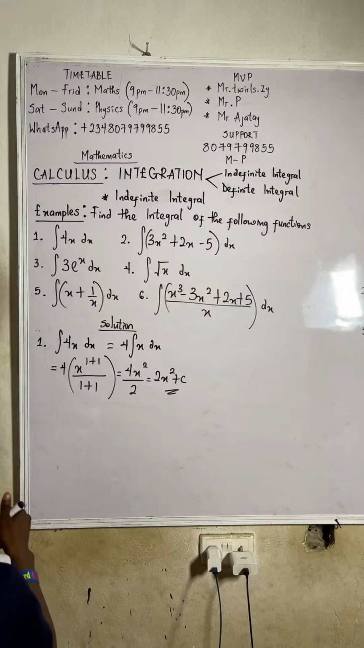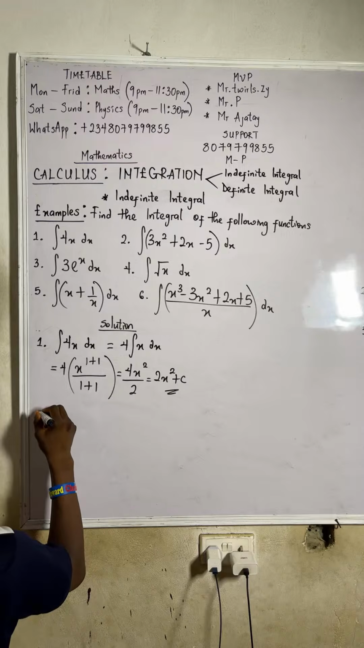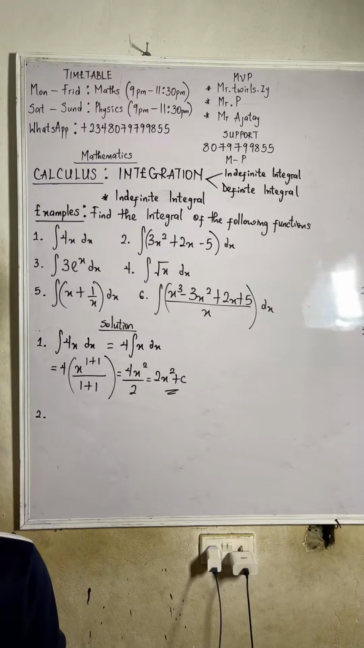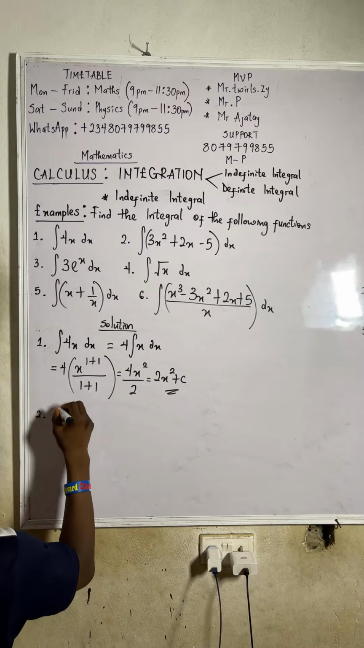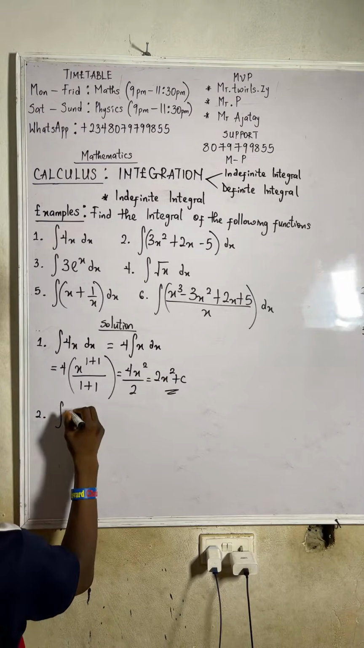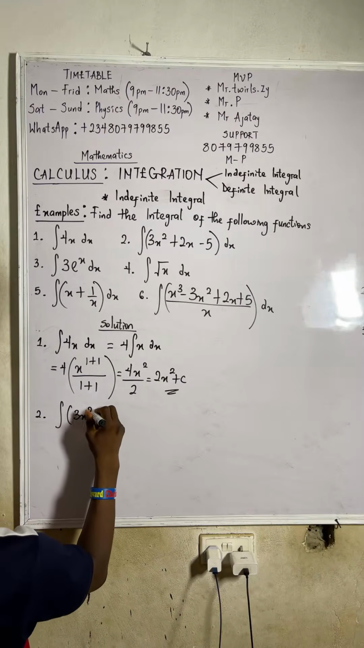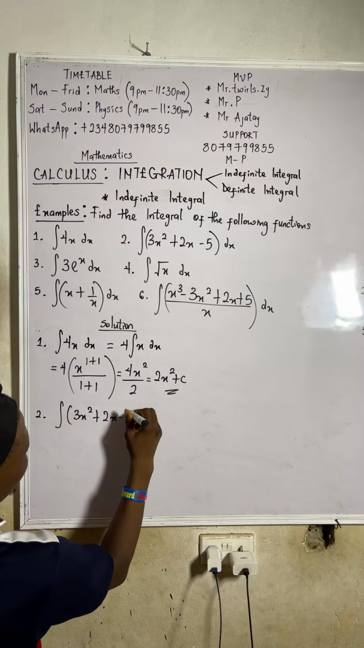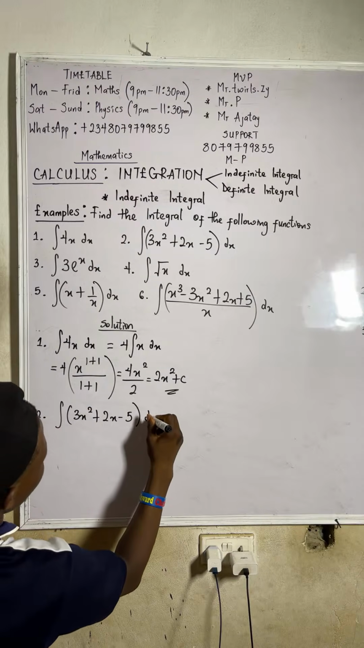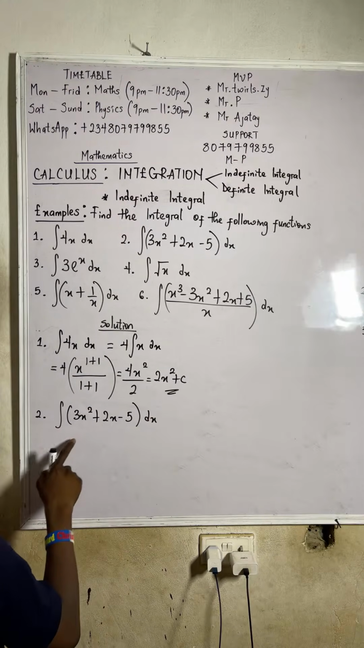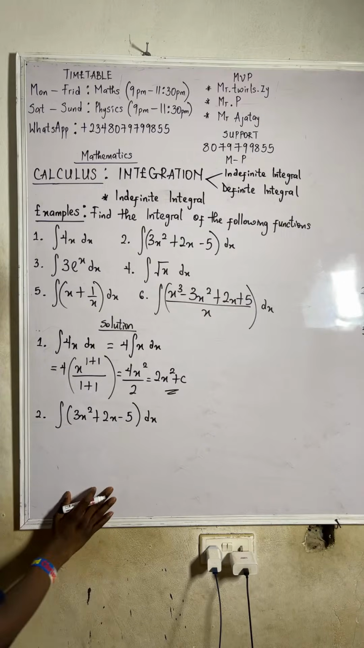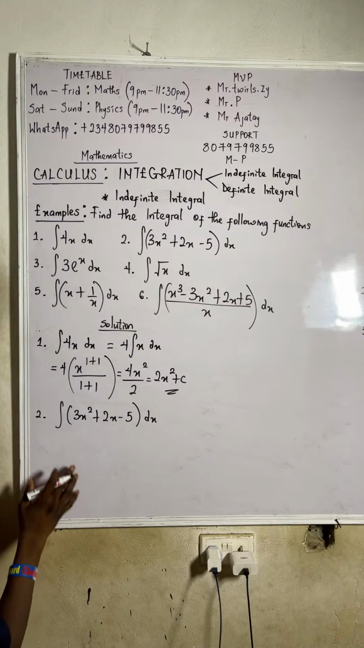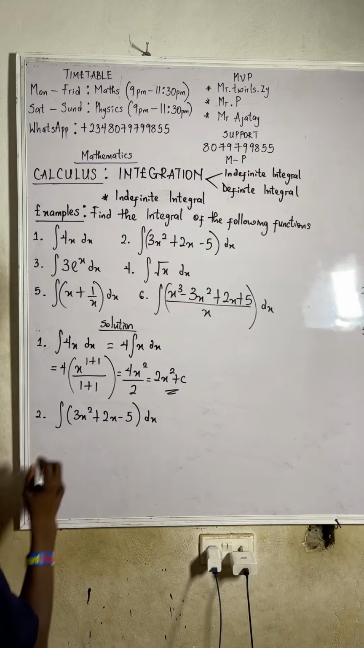Alright. So let me go for number 2, then I'll give you number 3 to solve. For number 2, I have the integral of 3x squared plus 2x minus 5 with respect to dx. What does this mean? If you have something like this, it means you will integrate them separately.